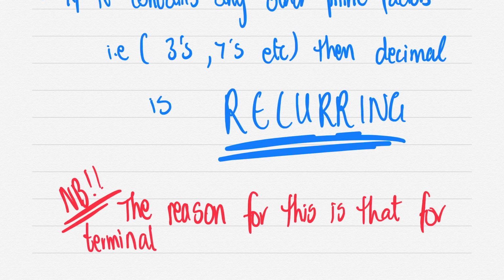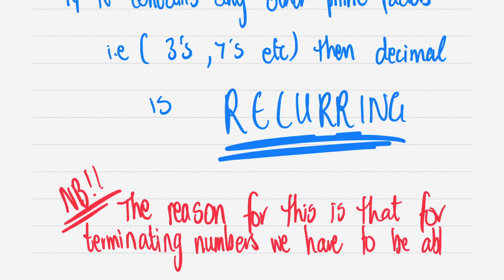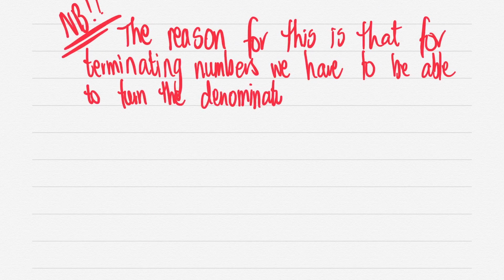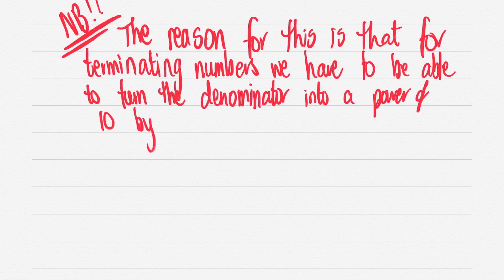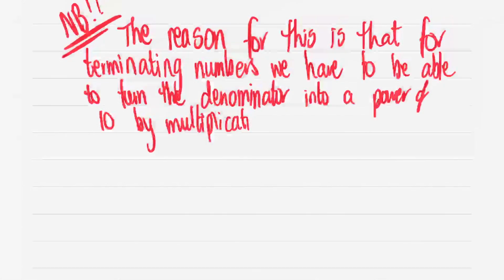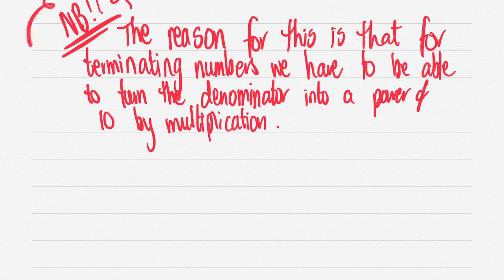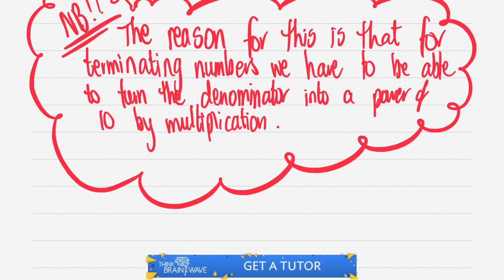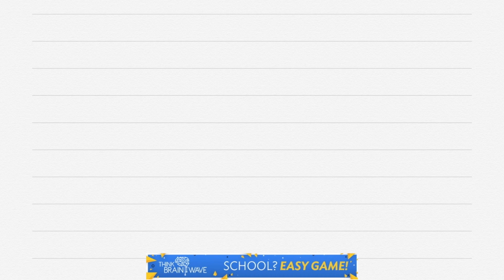The reason for this is that for terminating numbers, we'll see something that has a denominator ending in a naught, meaning that it terminates. So for a terminating number, we need to actually be able to turn the denominator into a power of 10. This is done by multiplication. Okay, there's our note. It may seem a little bit vague, but the answer will make more sense when we do an example.